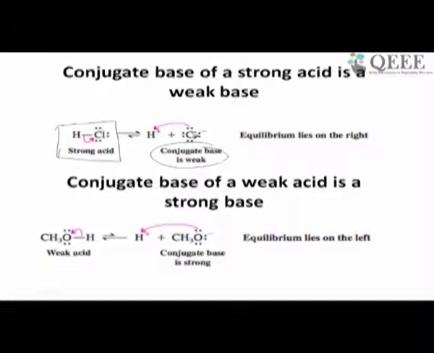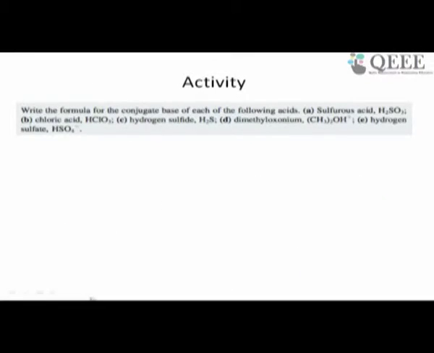It doesn't go on the left side. So in other words, the conjugate base of a strong acid is a weak base. The conjugate base of a weak acid can be said to be a strong base. So this is a small activity. You just have to find the conjugate base in all these acids.